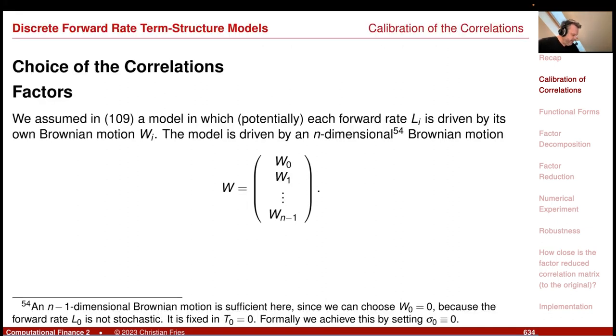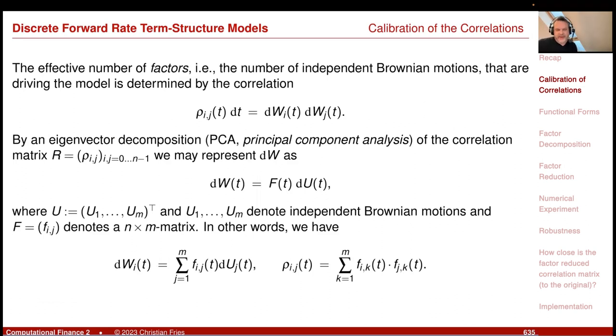So in our version of the model, we assumed that each forward rate L_i is driven by its individual Brownian motion, W_i. This means the correlation structure dW_i dW_j is modeled by rho_ij dt.